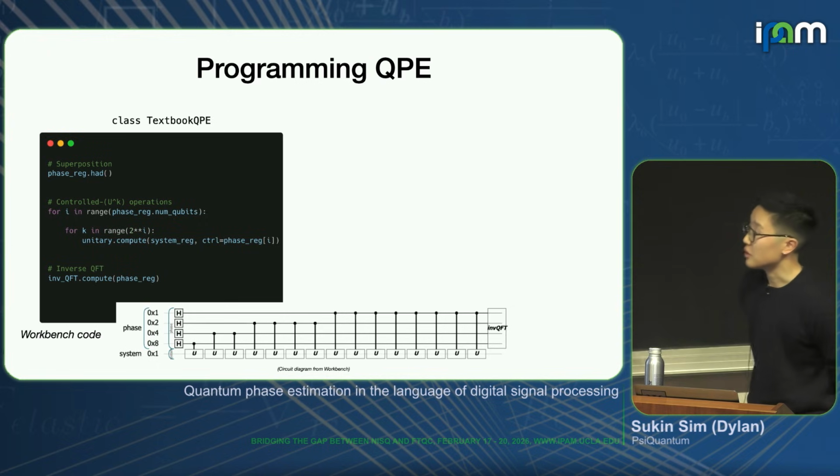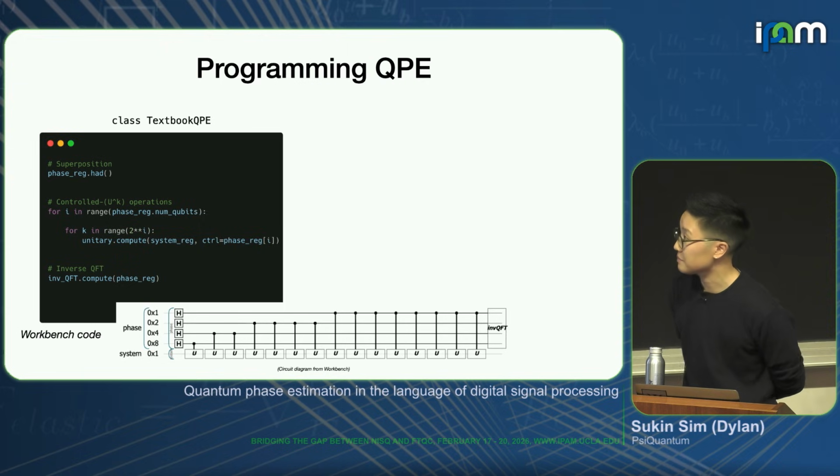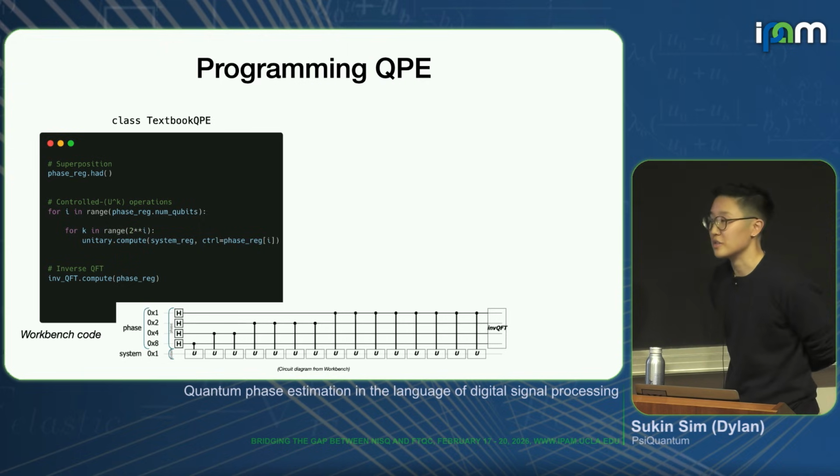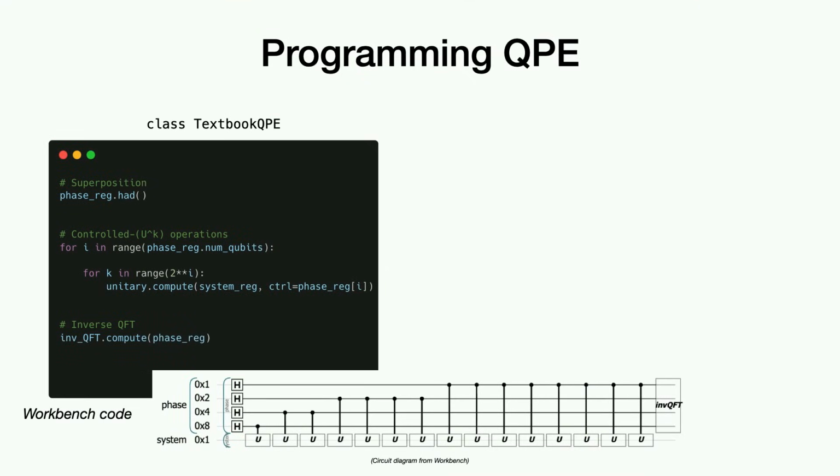And this is really shown when we're programming or developing code for phase estimation. So on the left is what I initially thought was pseudocode, but I was really writing in Workbench, which is PsiQuantum's quantum circuit simulator code. And this is an example of the textbook version of phase estimation, where you apply an even superposition, followed by the controlled powers of U, and then the inverse QFT.